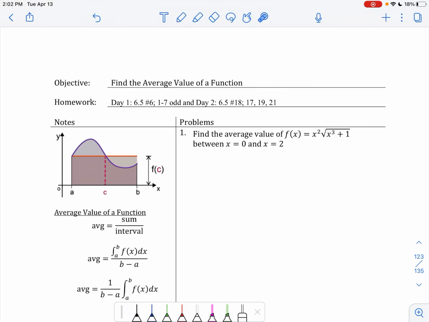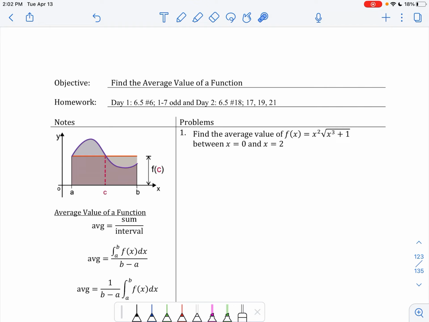All right, so we're going to spend 2 days looking at 6.5, and this is going to be about finding the average value of a function. This is going to be our last lesson in Chapter 6. We're not going to have a Chapter 6 test because we're just spending a week on this.